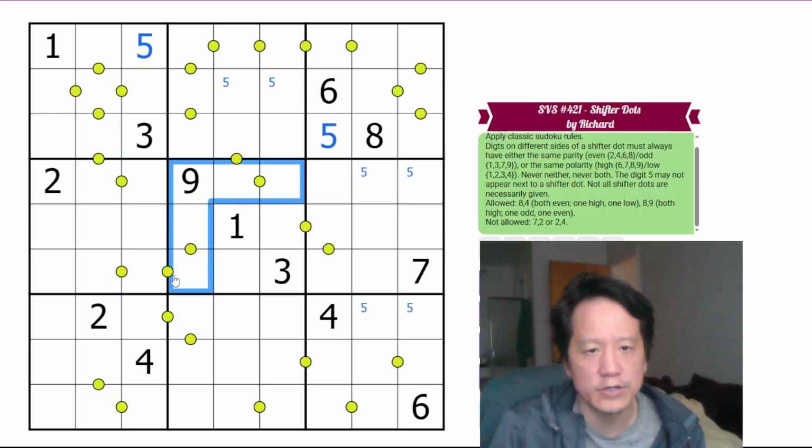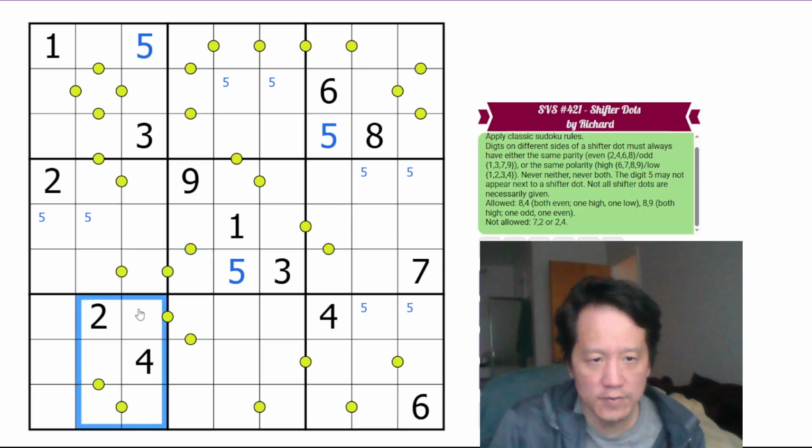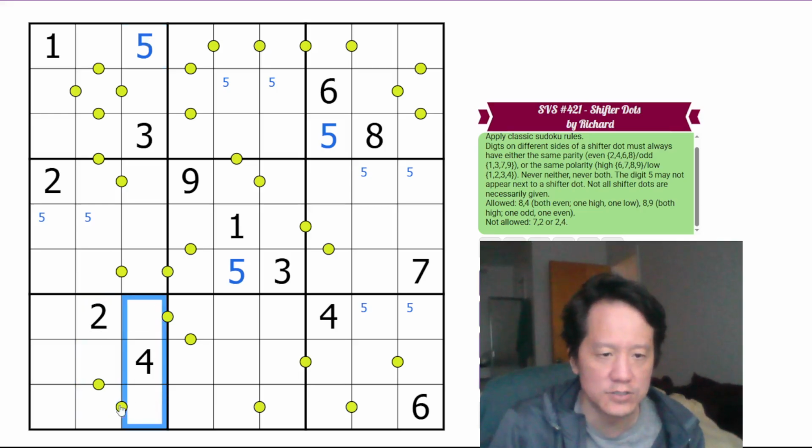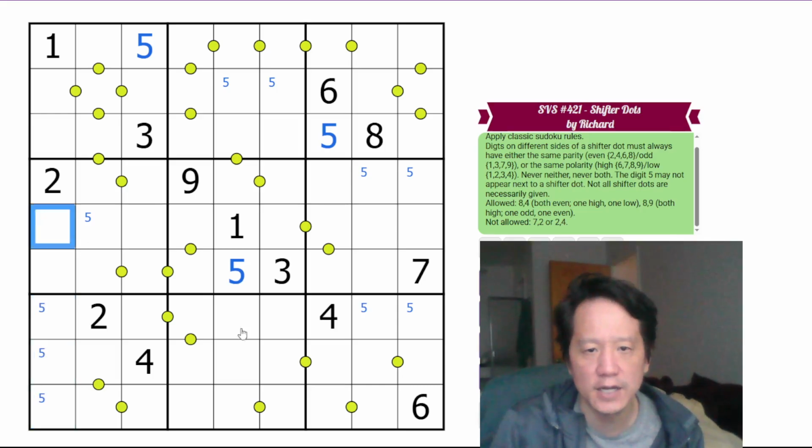Okay, so where is the 5 in box 5? Can't be there. These are all connected to shifter dots, so this has to be a 5. 5 can't be here, then 5 has to be one of those 2. 5 cannot be here because of this 5, and these are all connected to shifter dots, so it has to be one of these 3. So this cannot be a 5, which means this is a 5. This can't be 5 because one of these 2 cells is a 5.